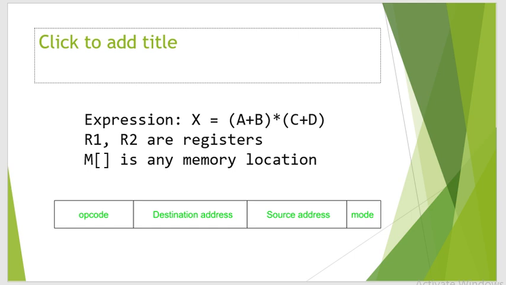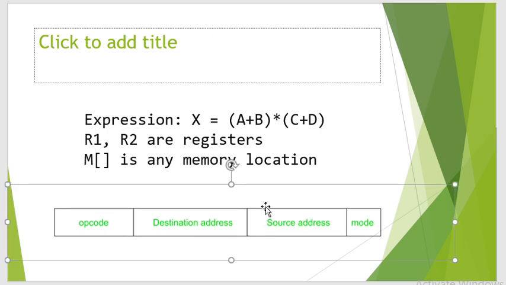So the instruction format is: the first one is the opcode, that is the operation code field. The second one is the register field. In this register field, there are two kinds of registers available. The first one is the source register or source address. So we can use either R1 or R2 as the source address. The other address might be a destination address.